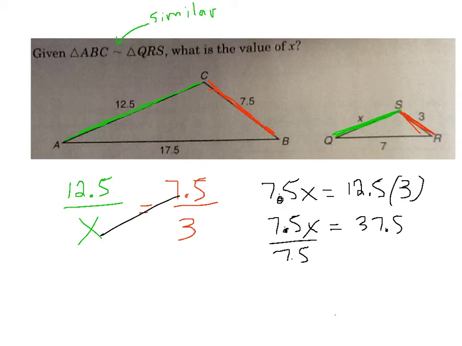Divide both sides by 7.5 to get x by itself. And we find that x is 5. So the length of this QS is going to be 5.